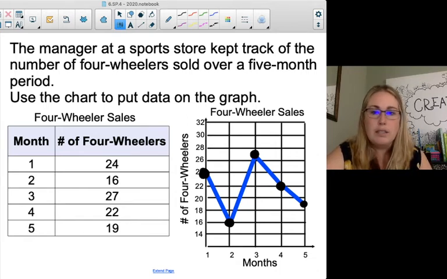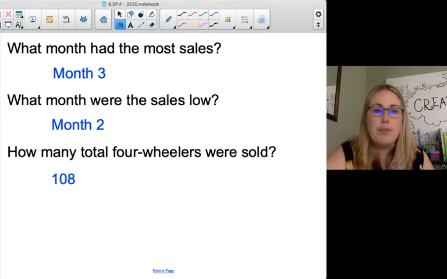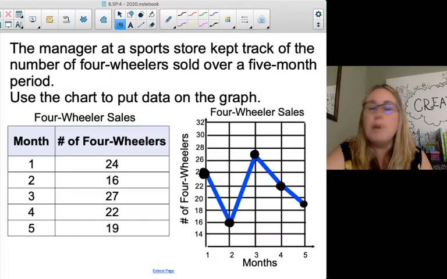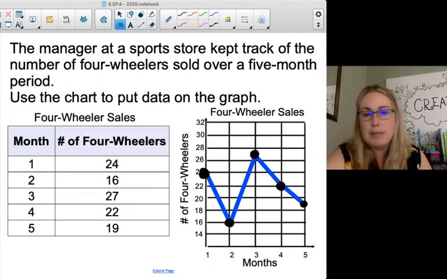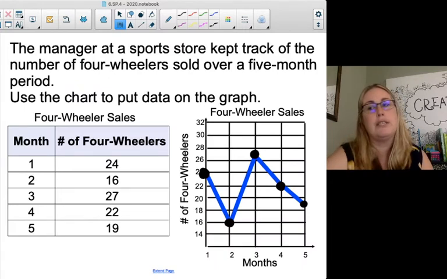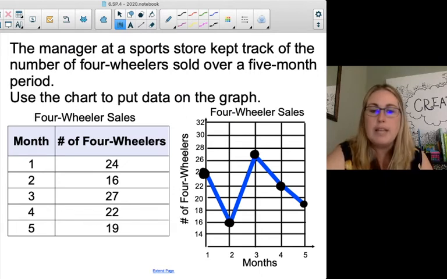All right, let's look at the questions that go along with this. What month had the most sales? The most, the top, which month? I mean, you guys have been answering questions like this with graphs for a long time. So the month that had the most, it's the highest point on our graph, and that is month number 3.